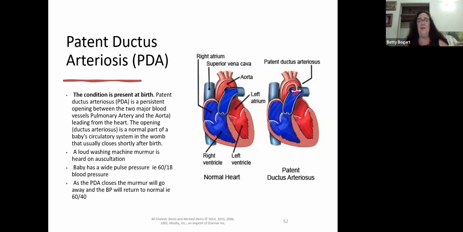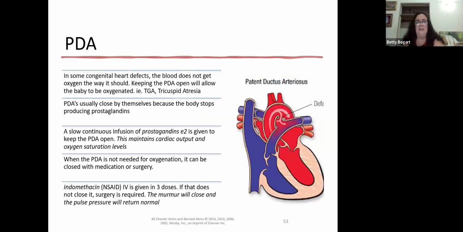The other way we know, many of these children, we put arterial lines in, an umbilical artery catheter, okay? Monitoring blood pressures. The diastolic is going to be very low. At birth, what is the normal blood pressure of a neonate? 60/40. A child with a PDA that's open, 60/18, around there. I mean, wide pulse pressure. That's why we would know that we had a PDA still open.